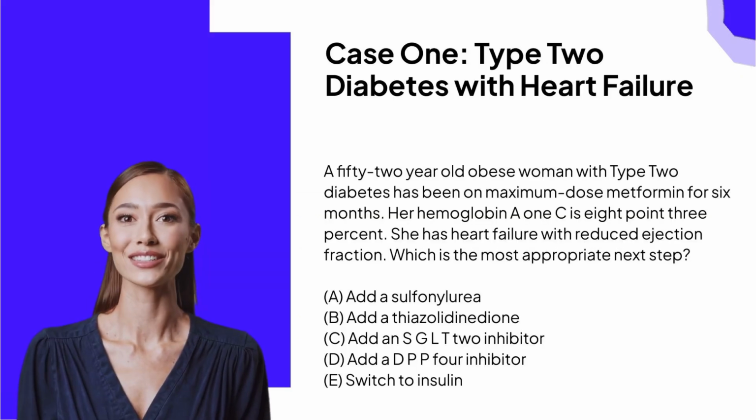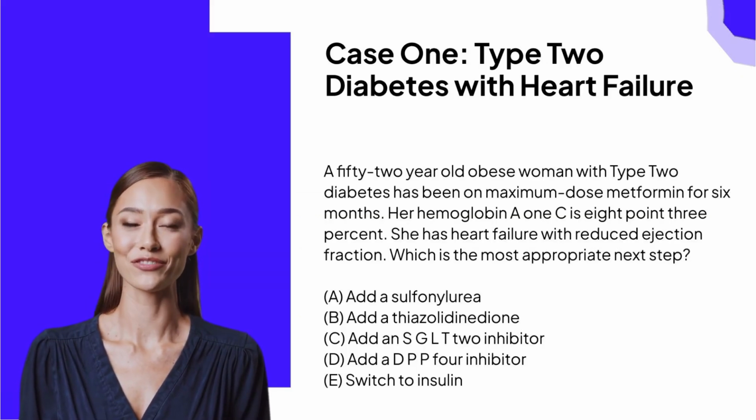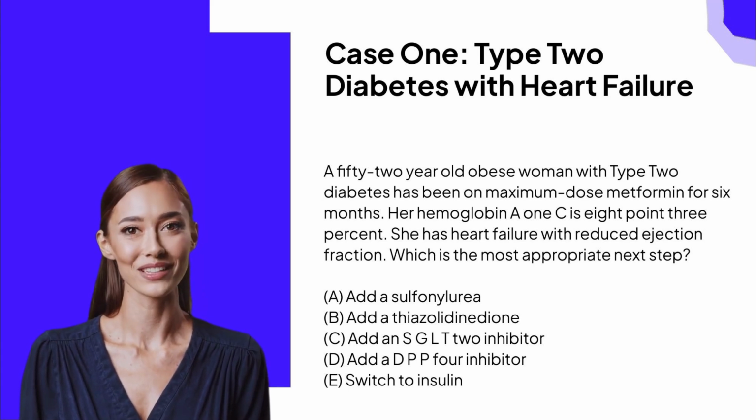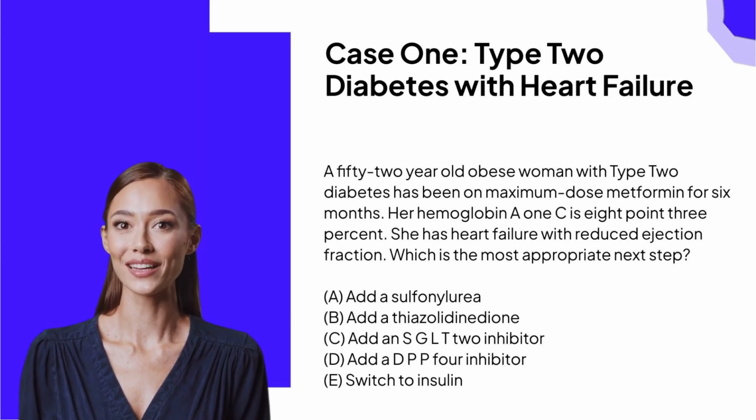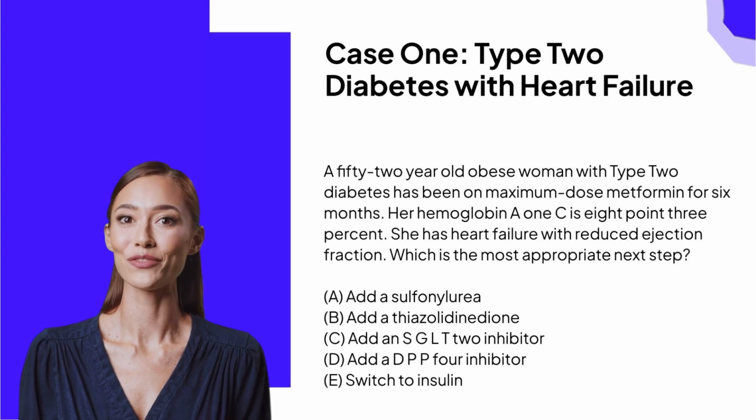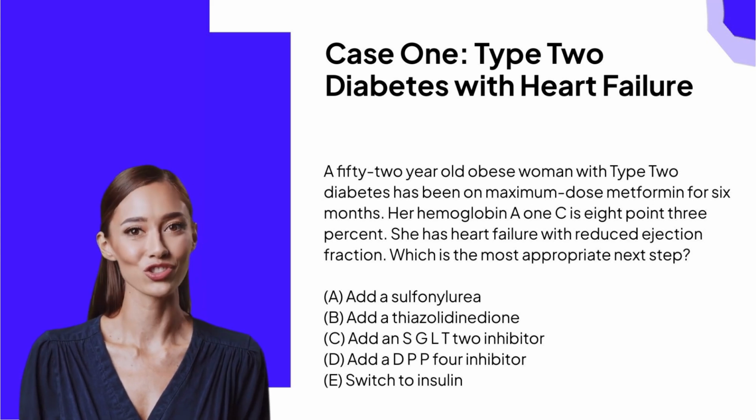Here is our first case. Read this question carefully. A 52-year-old obese woman with type 2 diabetes is on maximum dose metformin, and her A1C is still above 8%. She also has heart failure with reduced ejection fraction. Before you even look at the answer choices, what should you be thinking?